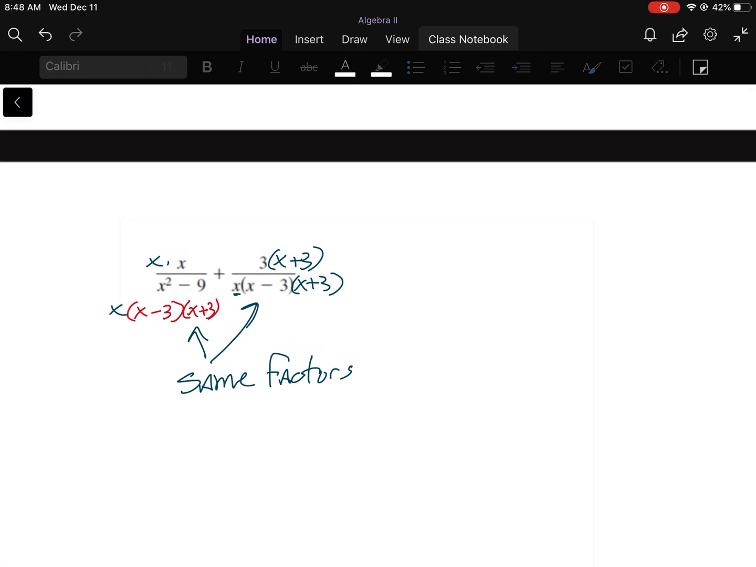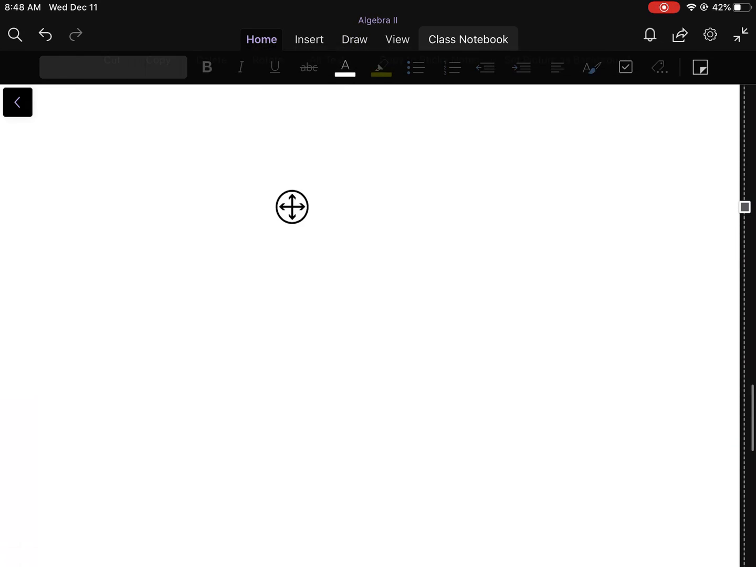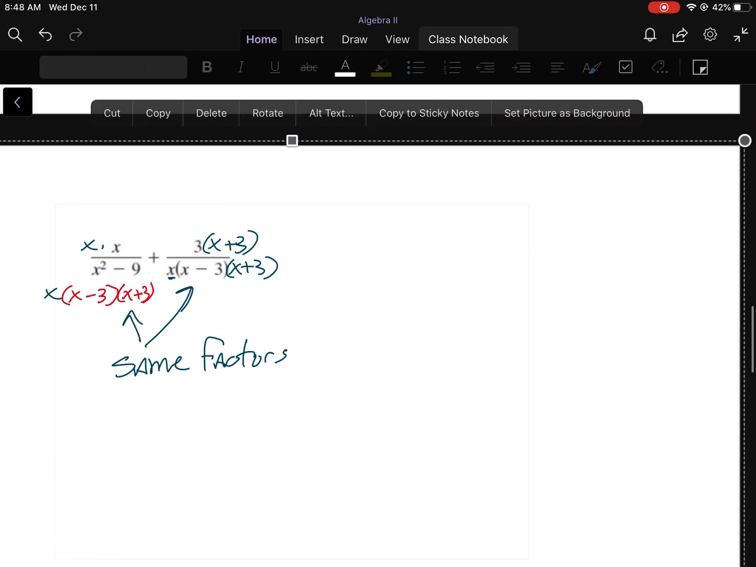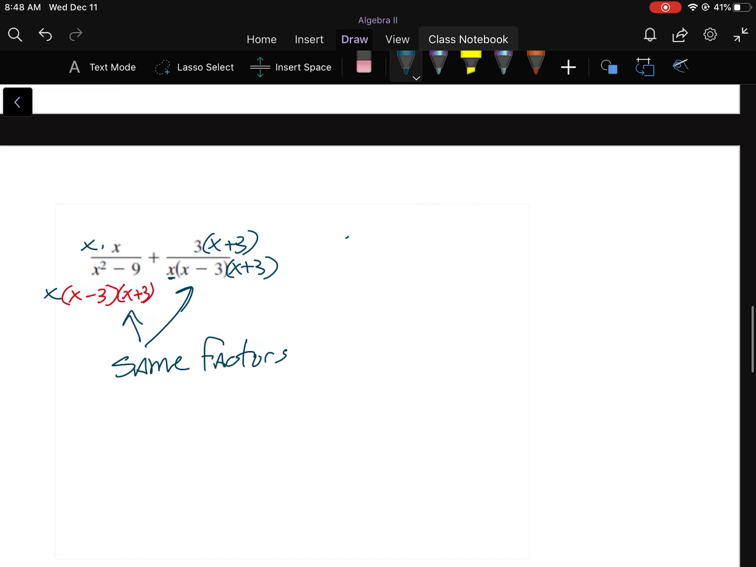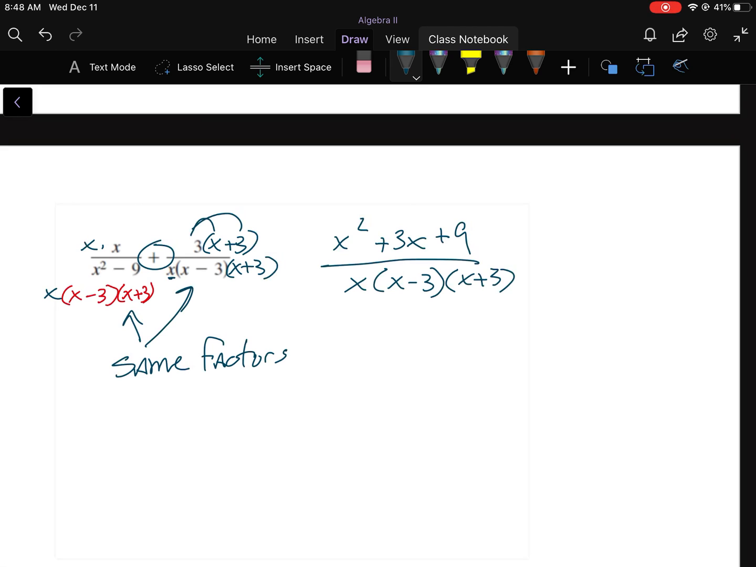So on the numerator, I've got x squared. Distribute a positive 3, so x squared plus 3x plus 9, all over x, x minus 3, and x plus 3. Okay, and I have to try to factor the top, but nothing factors out, so I'm left with that.